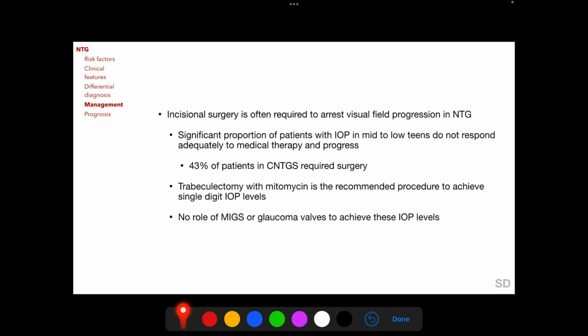Surgical reduction of intraocular pressure is often required to arrest visual field progression in normal tension glaucoma, and a significant proportion of normal tension glaucoma patients with intraocular pressure in the low teens have been found not to respond adequately to medical therapy and progress. In CNTGS, 43% of patients required surgery. Trabeculectomy with mitomycin is the recommended procedure to achieve single-digit IOP levels in patients having IOP in mid to low teens. But there is no role of minimally invasive glaucoma surgery or glaucoma valves to achieve these IOP levels.